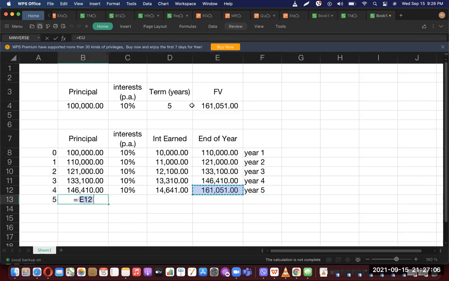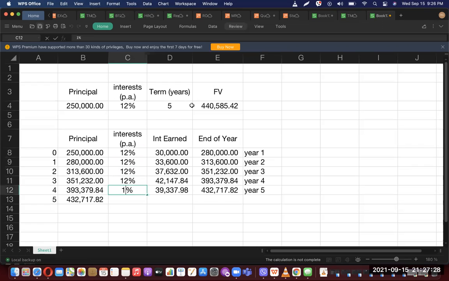If you copy that, we will have the same value as the future value. If you want to change the principal, say to 250,000, it amounts to the same thing. Even if you change the interest rate above, you must change the interest rate below as well. This is per annum, so you will have to change the interest rate in the same way.